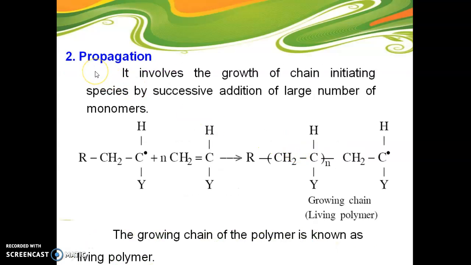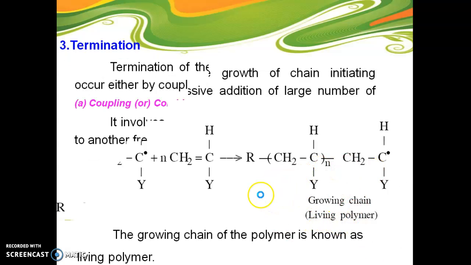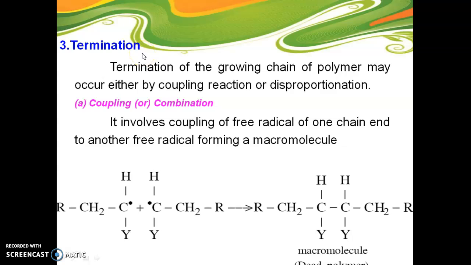The next step is the chain propagation step. It involves the growth of the chain initiating species by the successive addition of a large number of monomers like this. The chain initiating species reacts with n number of monomers and forms a growing chain, which is otherwise called a living polymer.